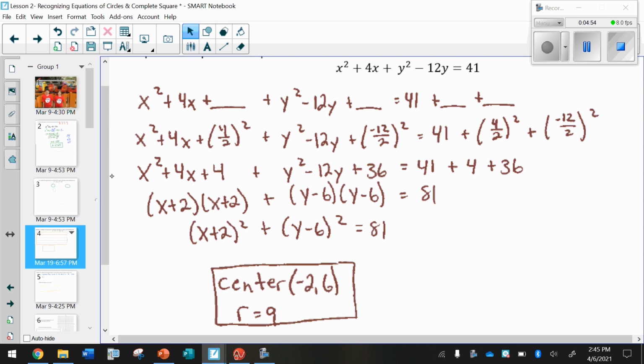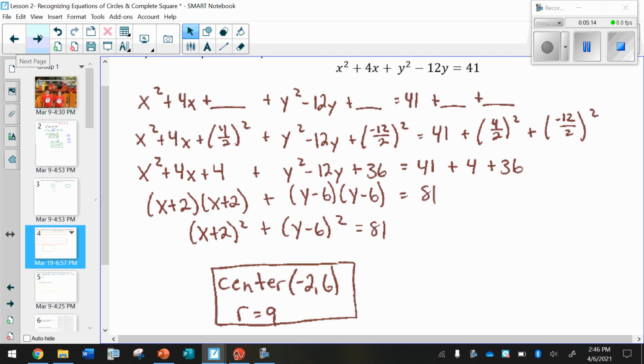So if you got the center at (-2, 6) with a radius of 9, then fantastic. I probably have a lot more steps shown than you do, which is okay. That's fine if you don't show all your steps, but you do have to remember that you have to show some work. All right? Make good habits for yourselves.